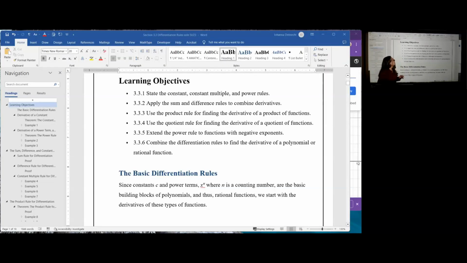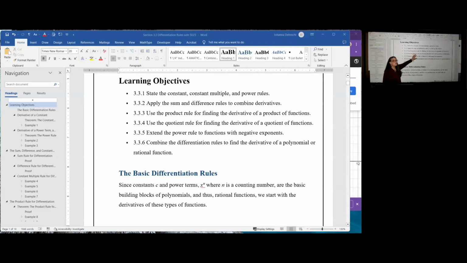We start with the learning derivatives. We're going to find rules for the derivative of a constant multiple, and power rules. And then we're going to learn rules that apply to sums and derivatives of functions. We'll then learn what's called the product rule, or the product of two functions where we want to find the derivative. Then we'll learn the quotient rule when we want to take the derivative of the quotient of two functions.